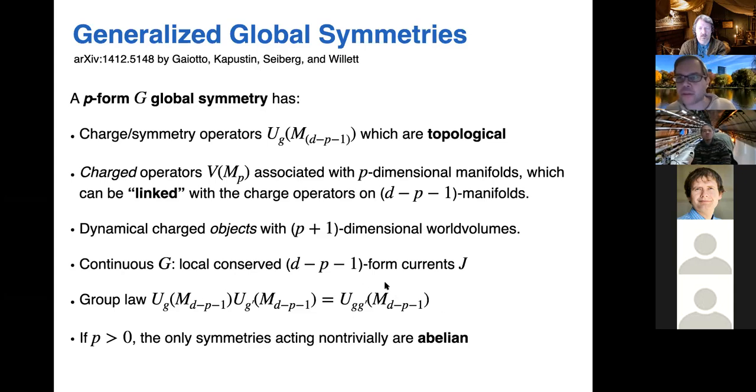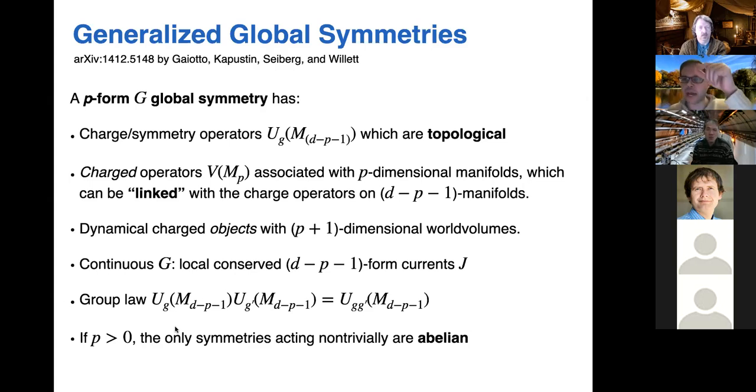And another useful fact about these global symmetries: the most familiar case is p equals zero, when they act on local operators. But in fact, the less familiar cases are in some sense even easier, because the symmetries that act on local operators can be non-abelian, but the symmetries that act in this p bigger than zero case always have to be abelian. And that's really just a consequence of topology.